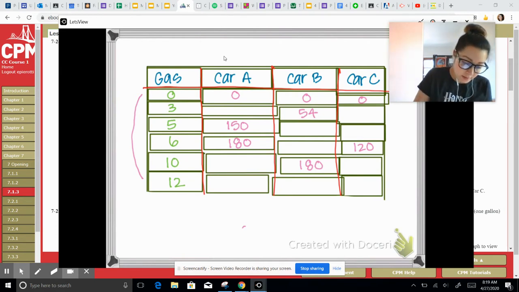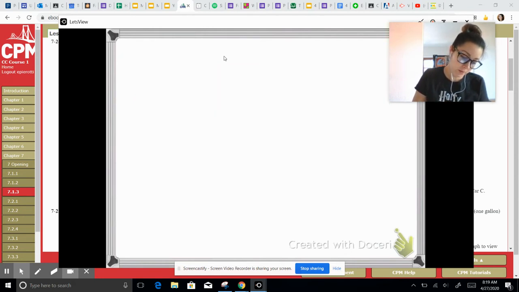So let me see if I can create a separate page here. I'm going to try to get fancy. Super fancy. Ooh, okay. And cool. Okay.